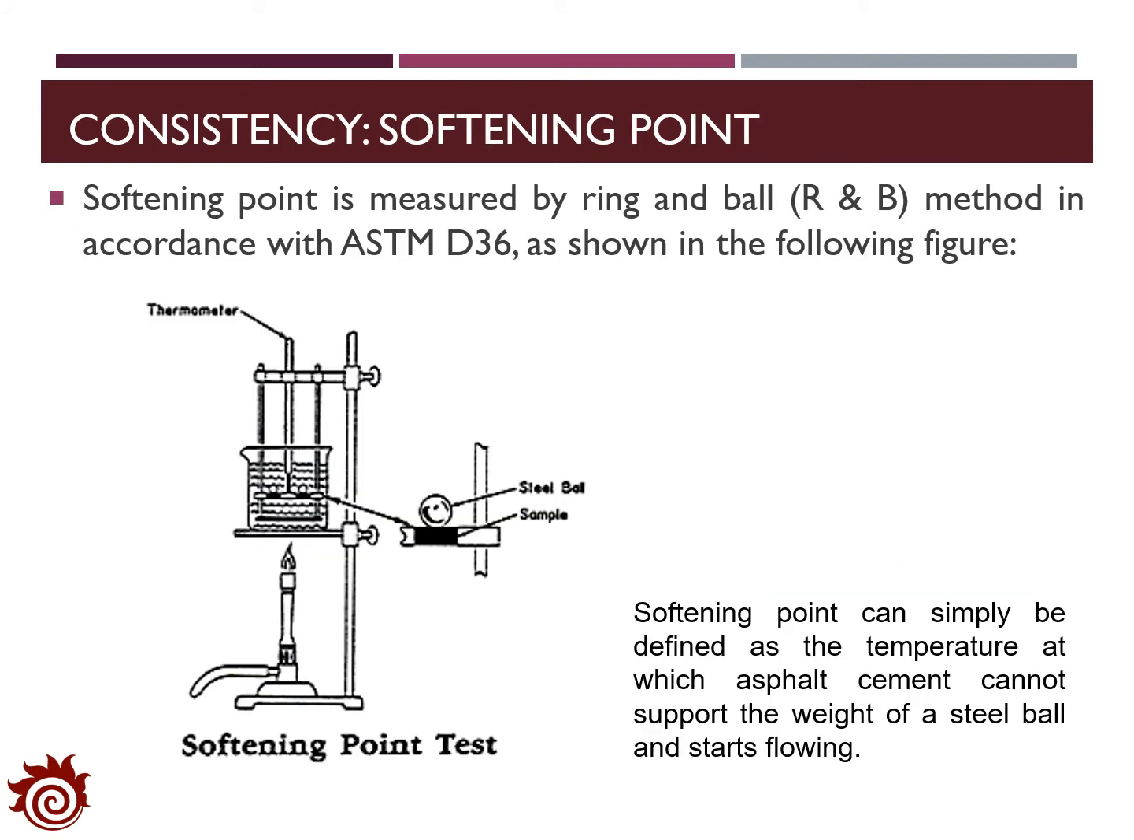The softening point of asphalt cement is usually measured by the ring and ball method, which is defined in ASTM D36 standards. The figure below shows the setting of this method. In general, the softening point can simply be identified as the temperature at which the asphalt cement cannot support the weight of the steel ball and starts to flow. With that, we can identify the temperature when the asphalt cement changes phase from solid to liquid.